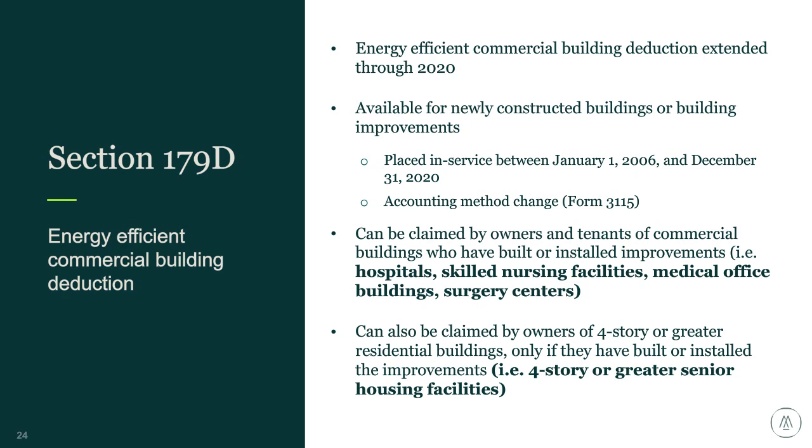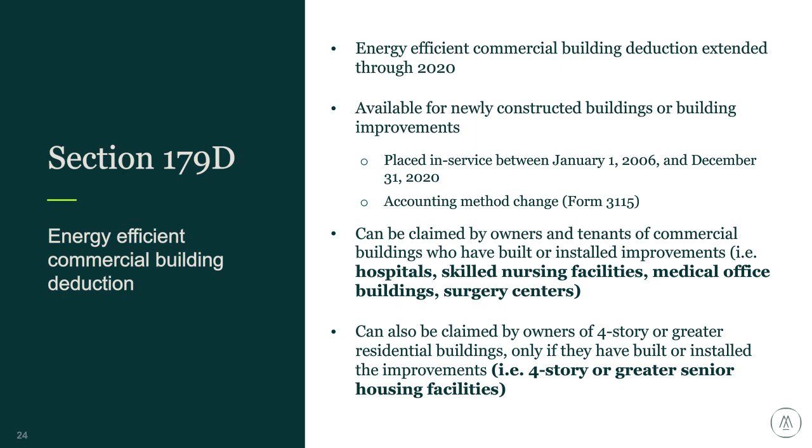The one we're going to talk about here is the Section 179D energy efficient commercial building deduction. And it's available now for newly constructed buildings or building improvements that are placed in service through 2020. So this deduction is available for improvements now in a 15-year window. So going all the way back to January 1st, 2006, all the way through now to December 31st, 2020. These can also be done, again, as I mentioned before, the common theme, on a look-back basis through an automatic accounting method change, Form 3115.